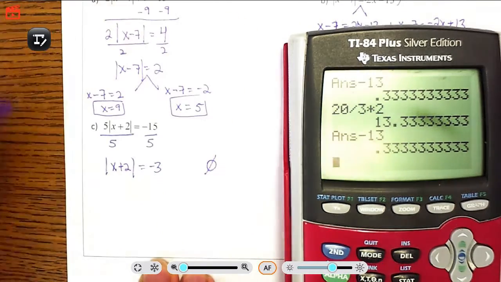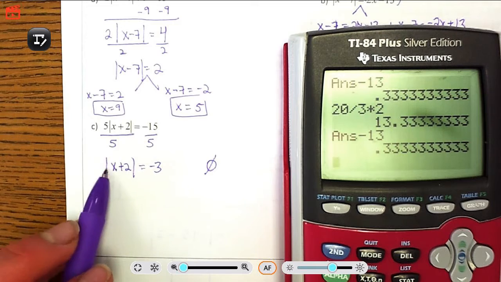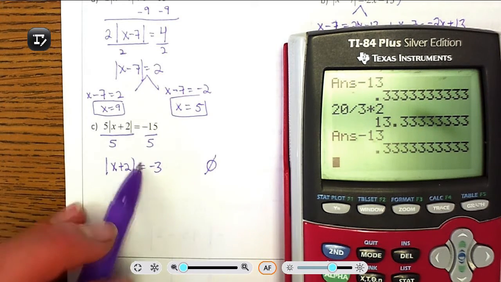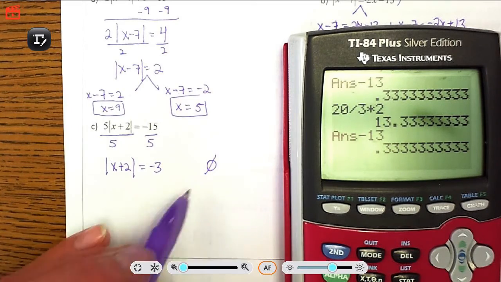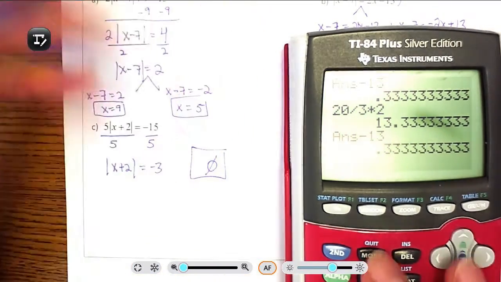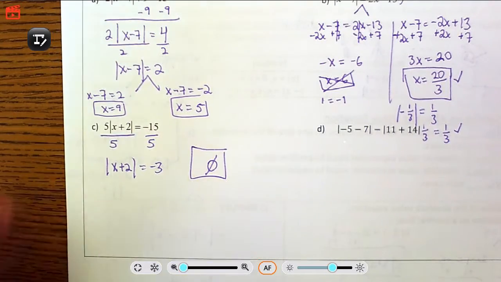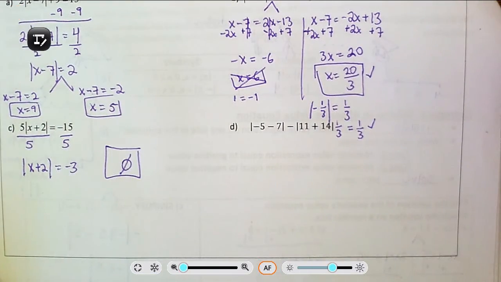That's no solution. There's no number that you can add 2 to, take the absolute value of, and have it equal a negative, because when you absolute value something, it makes it positive, and a positive can't equal a negative. So no solution. Watch out for when you get the absolute value bars alone and have it equal to a negative. Look at D, simplifying.